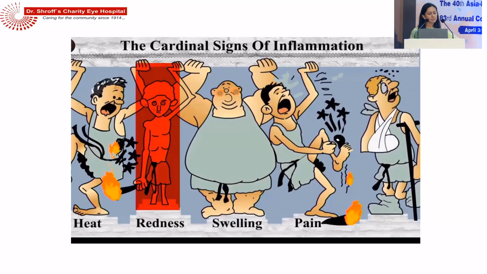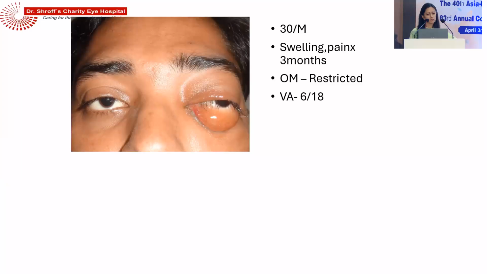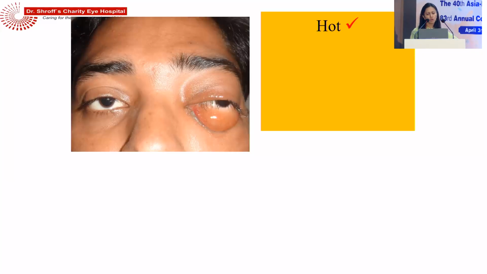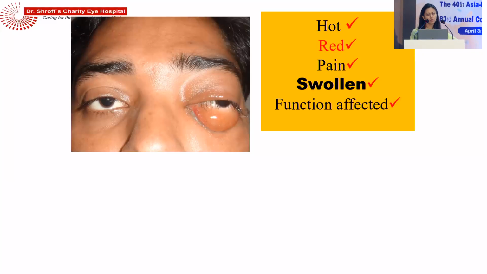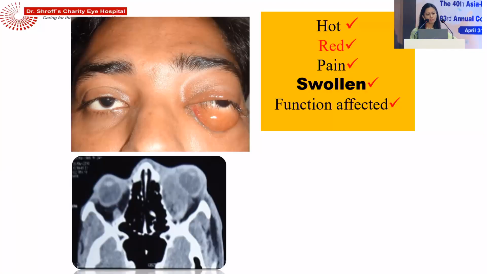And we all know the cardinal signs of inflammation: heat, like increased temperature, redness, swelling, pain, loss of function. These are the cardinal signs which we have been taught in the pathology books. Now, if you see a couple of cases, this was a young gentleman, 30-year-old, presented with proptosis, sudden onset, lot of pain, redness, chemosis. All the signs of inflammation are there. Movements are restricted. His vision is also affected. So it's a hot, red, painful orbit with lot of swelling, and function is affected.